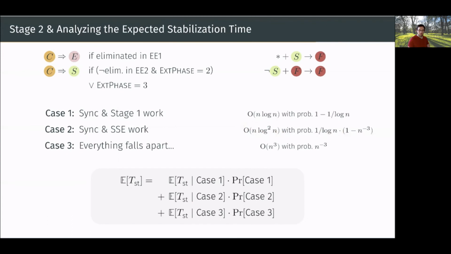And then the last case looks at the case that everything falls apart. So even our synchronization does not work, and nodes might be in quite different phases during the execution of the process. And one can show, which is not too hard, that in this bad case, you have a polynomial runtime, which is n to the 3 interactions. And since this happens only with very low probability, the total contribution of this case is quite small. And this allows us then to get this expected runtime of n log n.